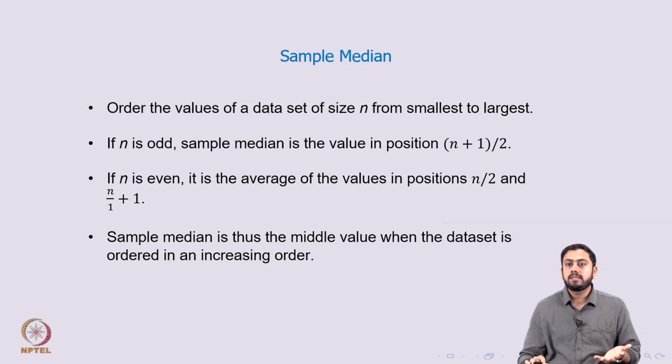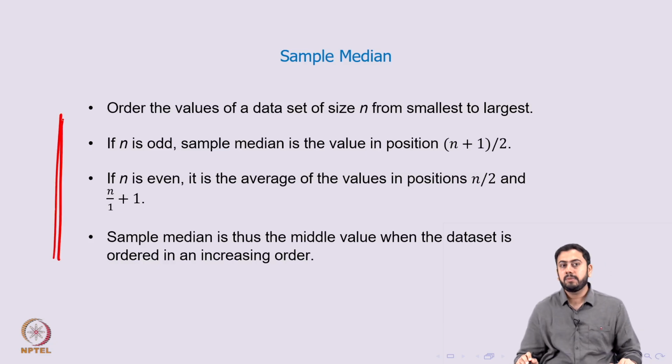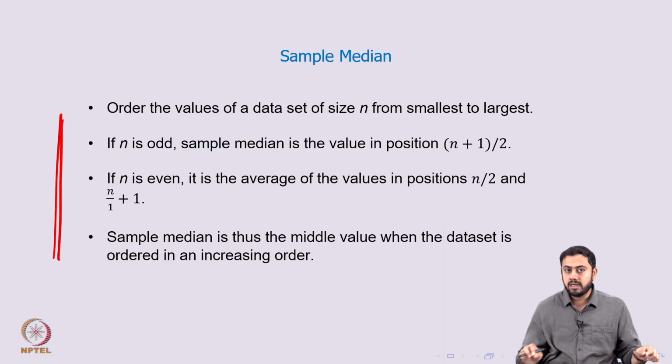Alternatively, the median is such that 50% of the data set is less than the median, and the remaining 50% of the data set is above the median. This is the idea of a median: it is the observation which divides the data set into 2 equal halves. These are roughly the steps to find the median. The very first step is ordering the data: you put all the observations in increasing order, smallest to largest.